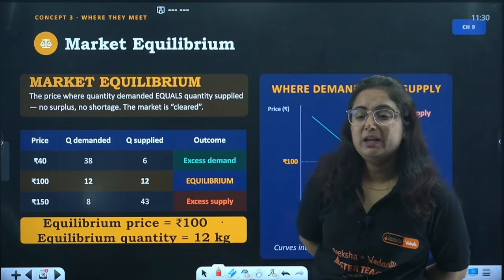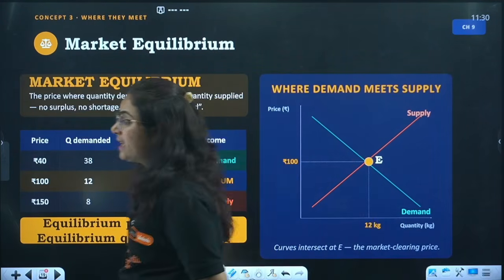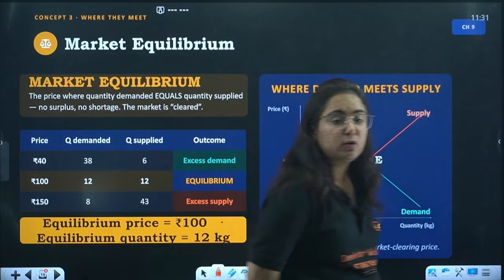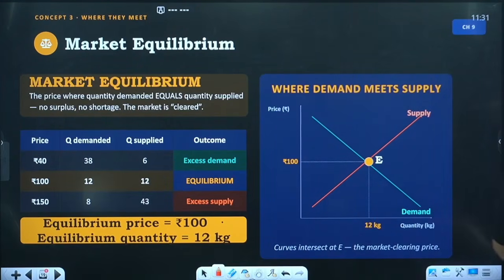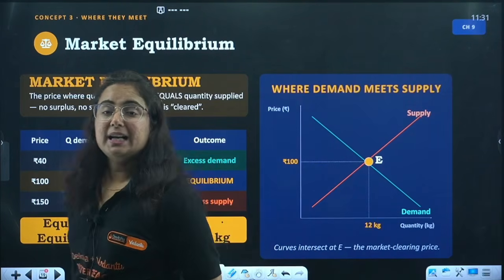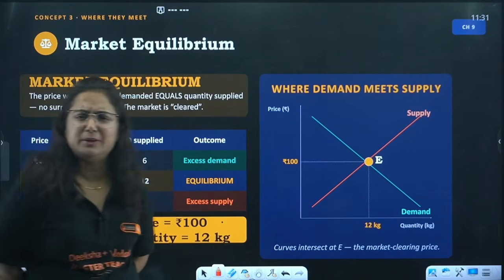Okay, now when I was telling what all other things we are going to study in this chapter, there was a topic named market equilibrium. What was the topic? Market equilibrium. Now what is equilibrium here?